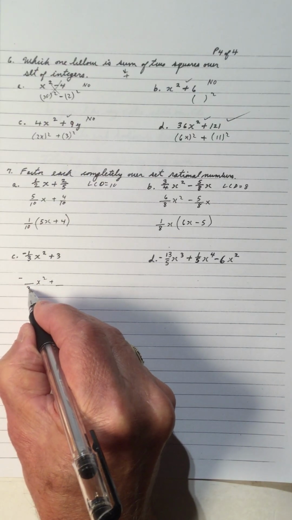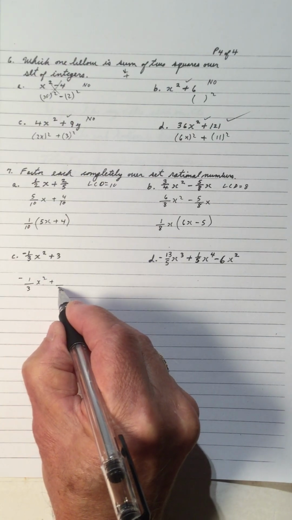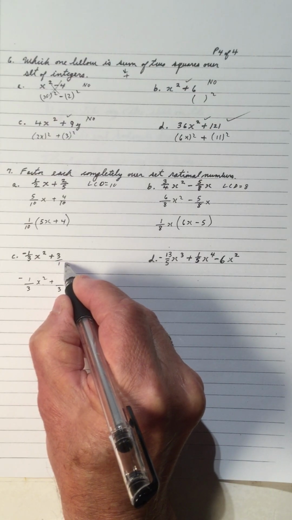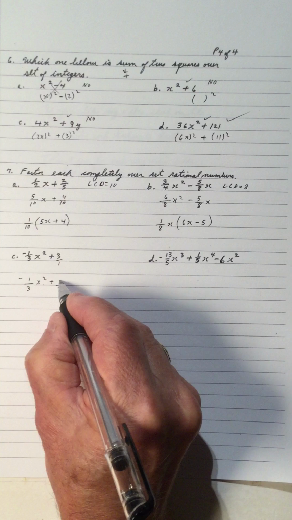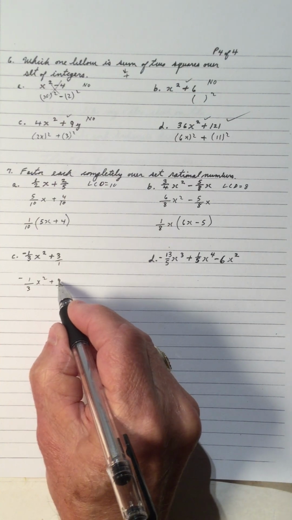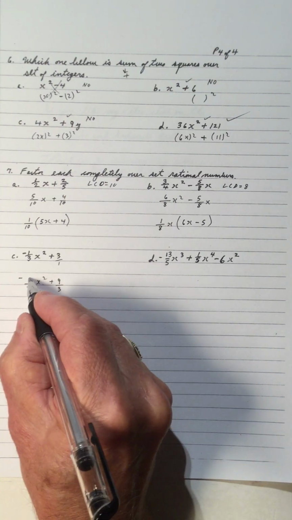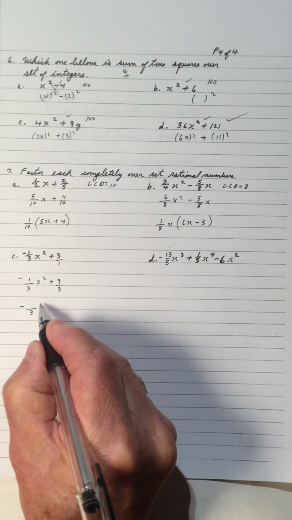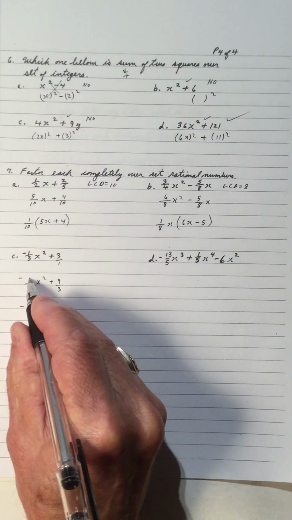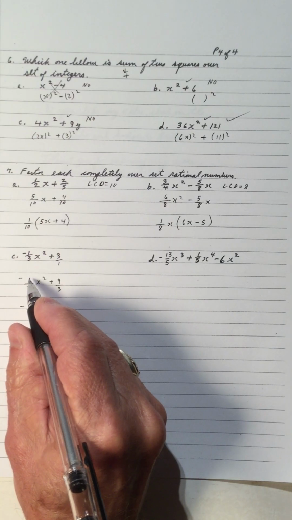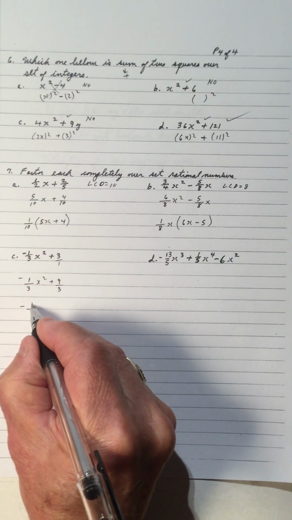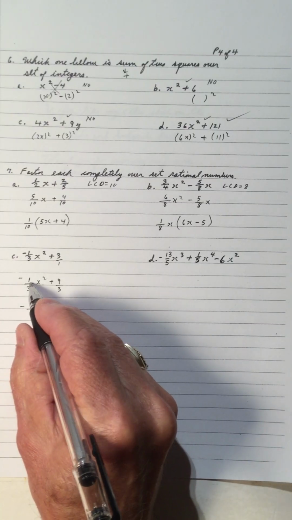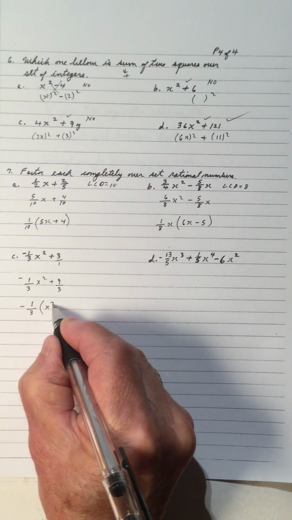LCD is 3, so that's okay. The LCD here is 3, so that's 3 over 1. So we multiply by 3: 3 times 1 is 3, 3 times 3 is 9. So 9 over 3 is the same as 3. Now I take the negative. 3 is on the bottom, and the common factor between 1 and 9 is 1. So take the negative 1/3 out, and I get x squared.